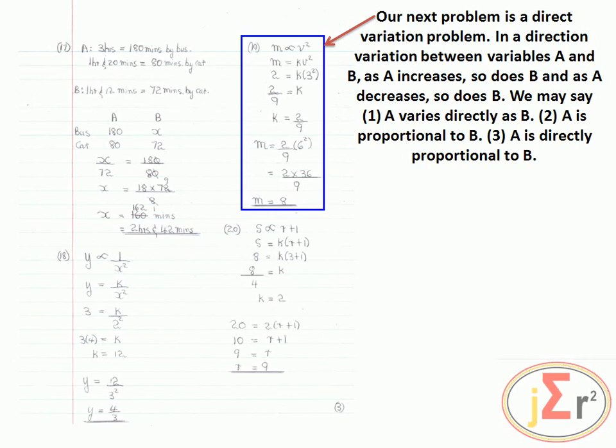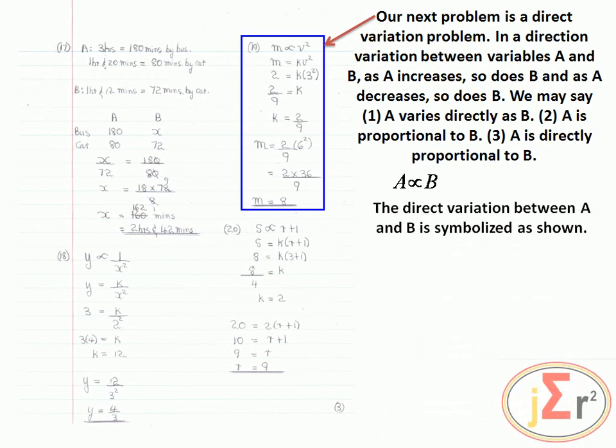Our next problem is a direct variation problem. In a direct variation between variables a and b, as a increases, so does b, and as a decreases, so does b. We may say a varies directly as b, or we may say a is proportional to b. We may also say that a is directly proportional to b, and we will write it like that. A is directly proportional to b.